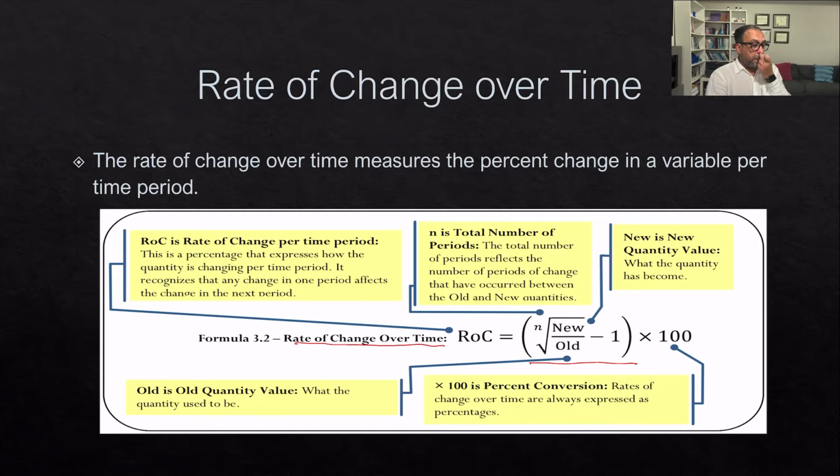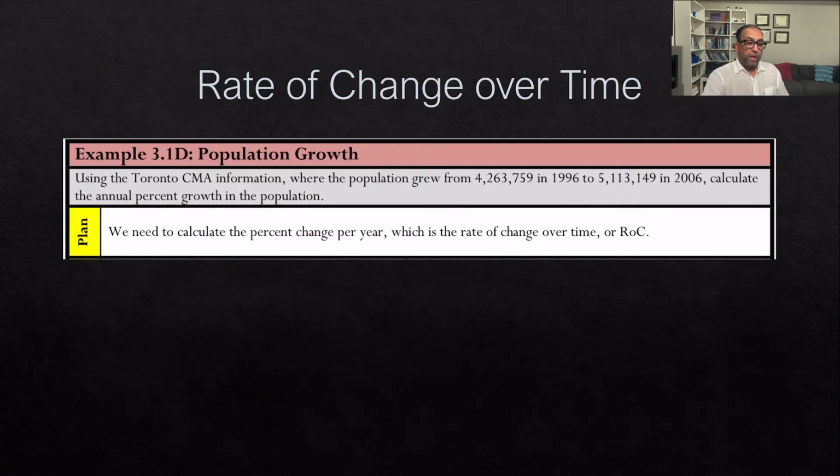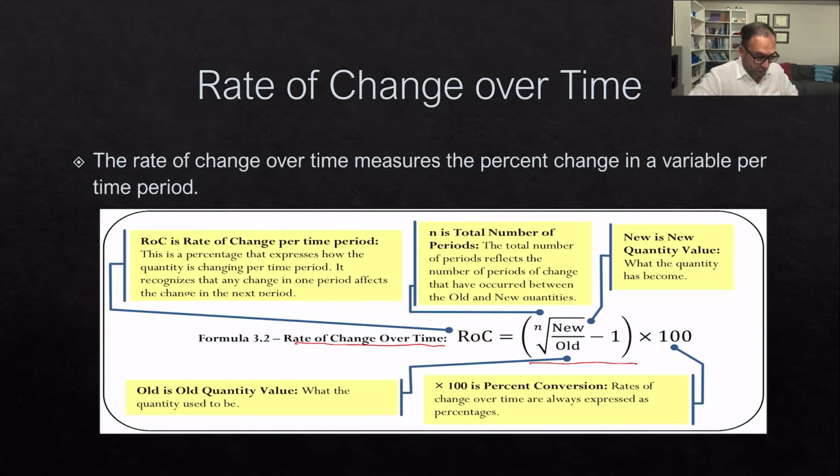So this is a percentage change that expresses the quantity is changing per time period. It recognizes that any change in one period reflects the change in the next period. So this way we can see here, and here is an example we want to discuss in case of calculating ROC, or rate of change.